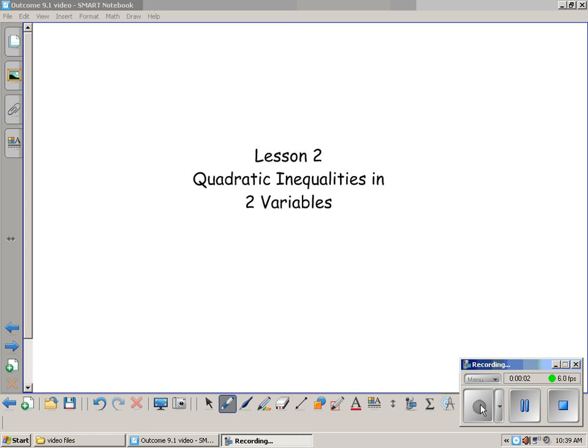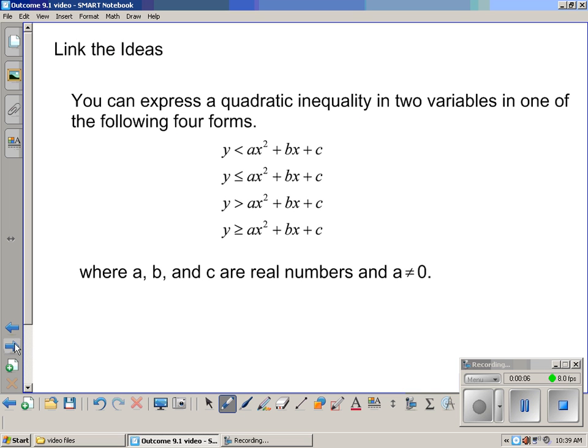Lesson 2, Quadratic Inequalities in 2 variables. So we can express a quadratic inequality in 2 variables in one of the following 4 forms. y is less than ax squared plus bx plus c, y is less than or equal to, y is greater than, or y is greater than or equal to ax squared plus bx plus c.